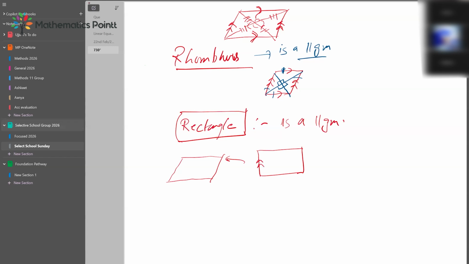Again, the sides are parallel. But the angles inside are not 90 degrees. However, having said that, they are equal from vertical opposite angle geometry. So rectangle is a parallelogram as well. Last one, a square.